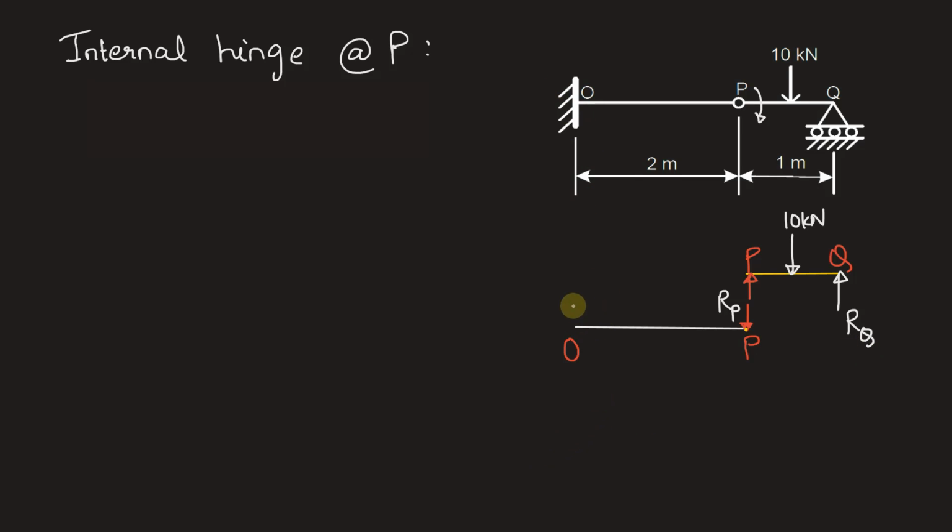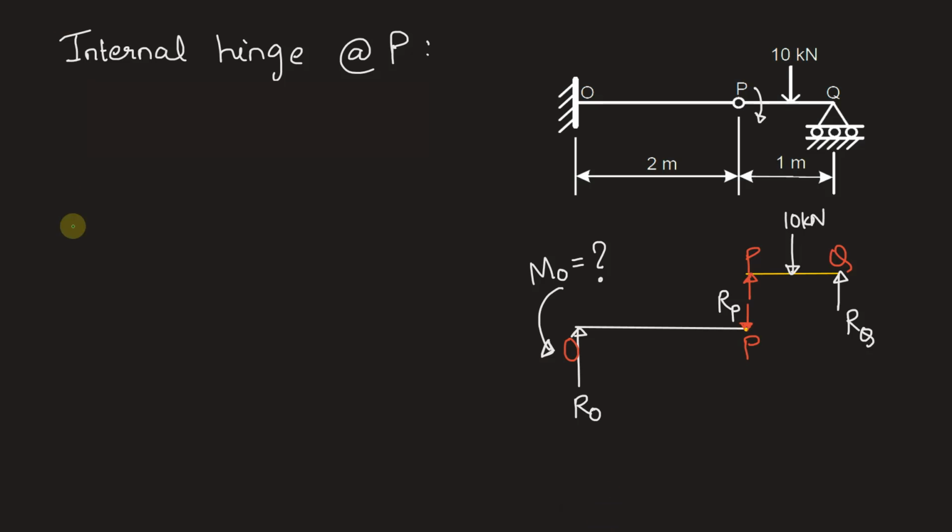Let's draw the reaction at the fixed support. We have a reaction force RO and a moment that resists the load carried over to part OP, which can be assumed to be anti-clockwise in the first. We have to find this moment, which is the unknown. Moment at O is what we need to find out.